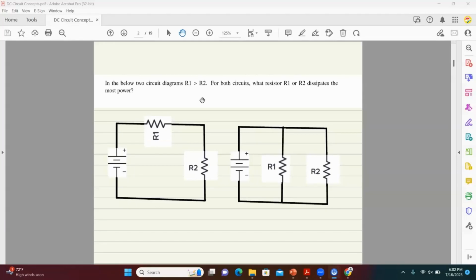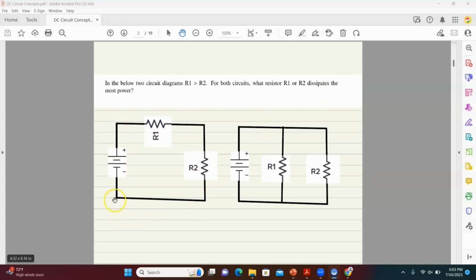In this presentation, I'll be discussing three conceptual problems involving direct current circuits in both series and parallel combinations. This is the first example problem. In the below two circuit diagrams, resistor R1 is greater than resistor R2. For both circuits, which resistor, R1 or R2, dissipates the most power?